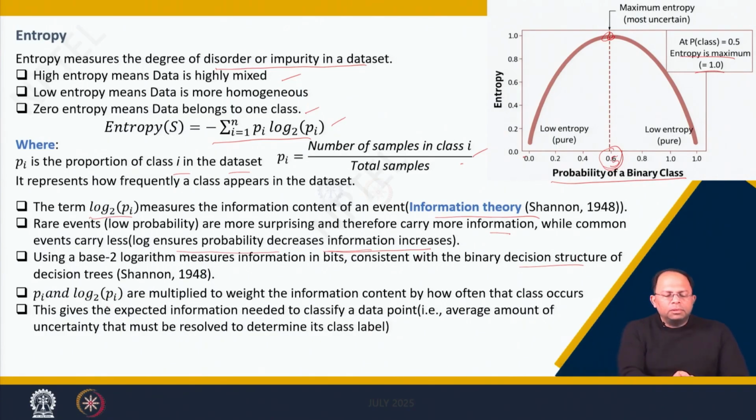Now pi and log of pi are multiplied to weight the information content by how often the class occurs. So this acts as the weightage, and this gives the expected information needed to classify a data point, that is, the average amount of uncertainty that must be resolved to determine its class label. So basically this allows us to measure the uncertainty in a data set, and when we do different splits, this will change, and then we can measure if information is gained or not.